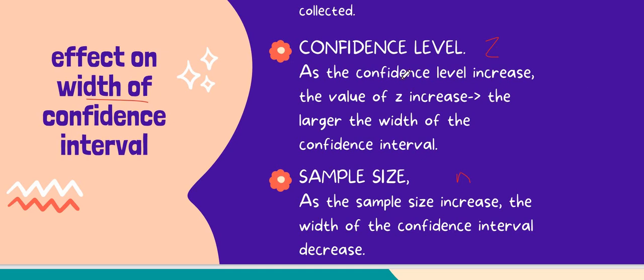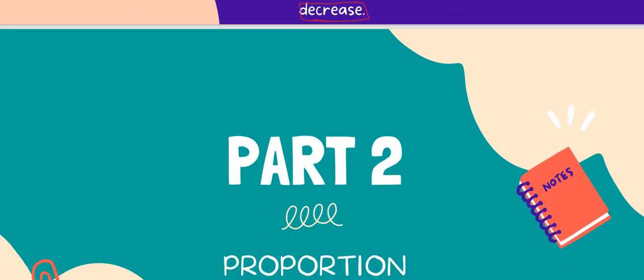Okay, confidence level. As the confidence coefficient increases, the value of Z increases. So that means when the value of Z increases, the width becomes larger. And then also the sample size, as the sample size increases, the width decreases. Okay class, this one decreases. So if Z increases, the width will also increase, larger. Larger means increase. But if your sample size increases, that means the width of your confidence interval will decrease. Okay. Alright.